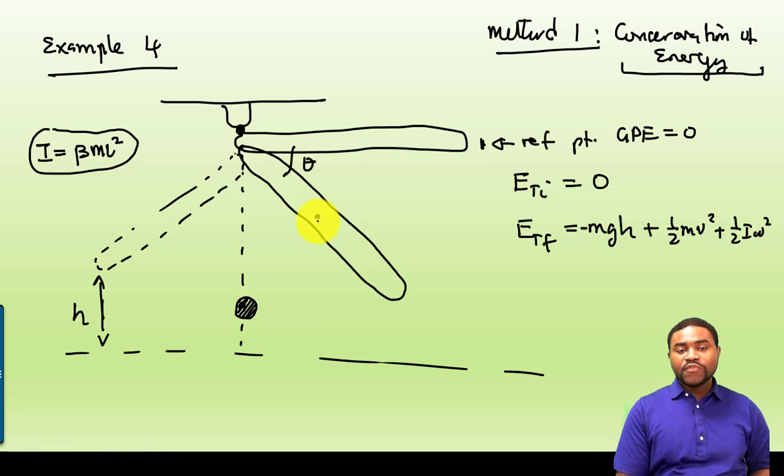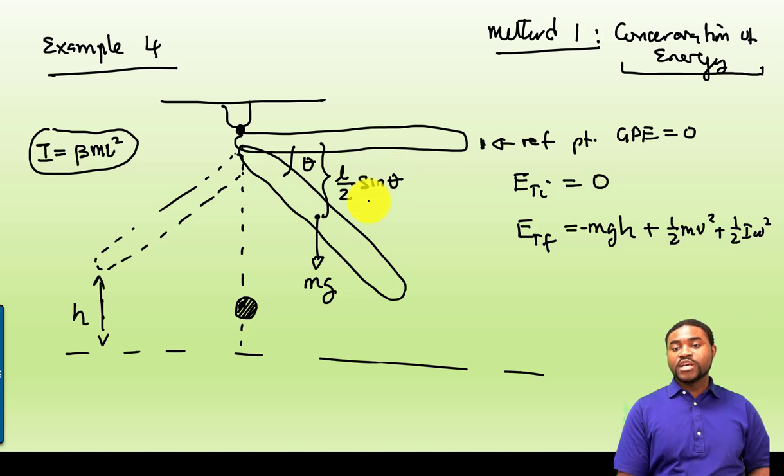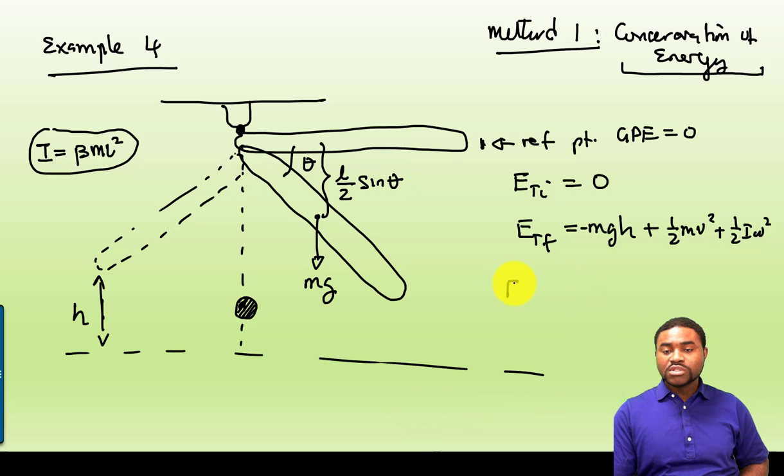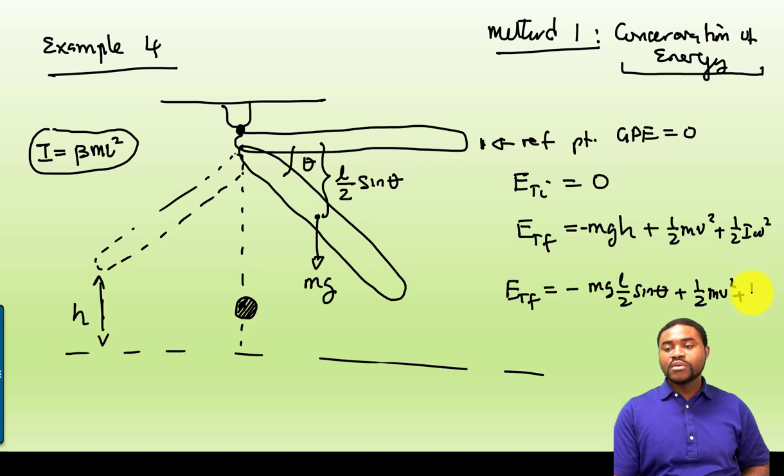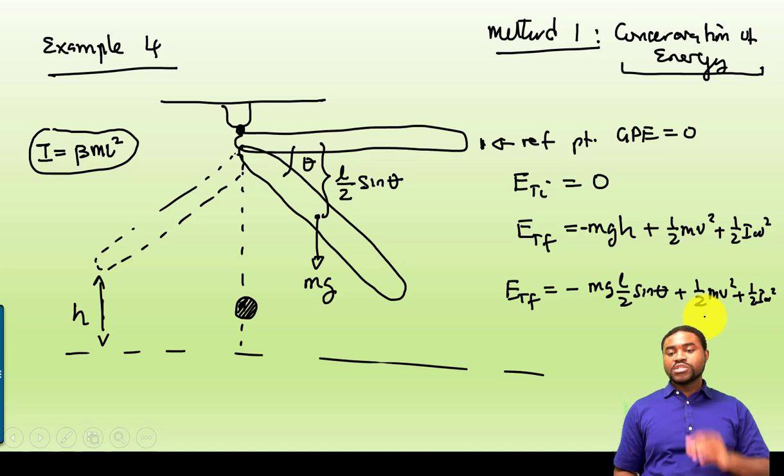Now, the force of gravity acts at the center of mass. This is mg. So this distance from here to here is what we are actually looking for. This angle is theta. So that distance is going to be L divided by 2, the sine of theta. So this means that the total energy final will be equal to negative mgL over 2 sine theta plus half mv squared plus half I omega squared.